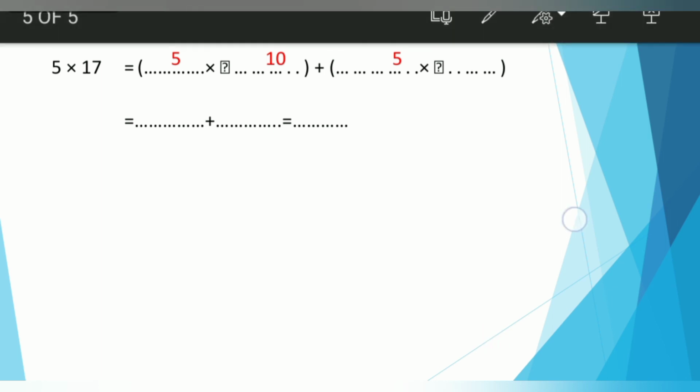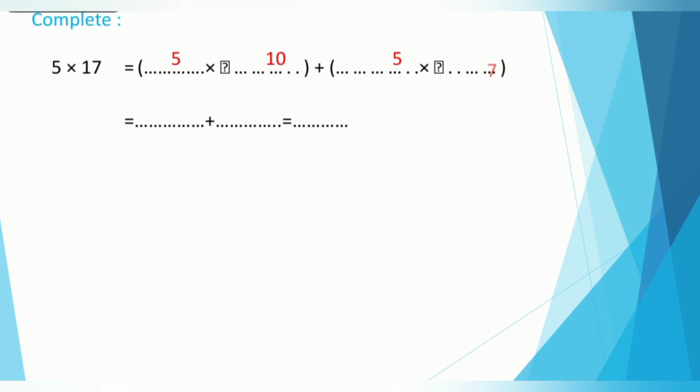How can I decompose 18? 10 plus 8. How can I decompose 15? 10 plus 5. That's okay. Now 5 times 10 equals 50. 5 times 7 equals 35. 5 plus 0 equals 5. And 8, and 5 plus 3 gives me 8. The answer will be 85.